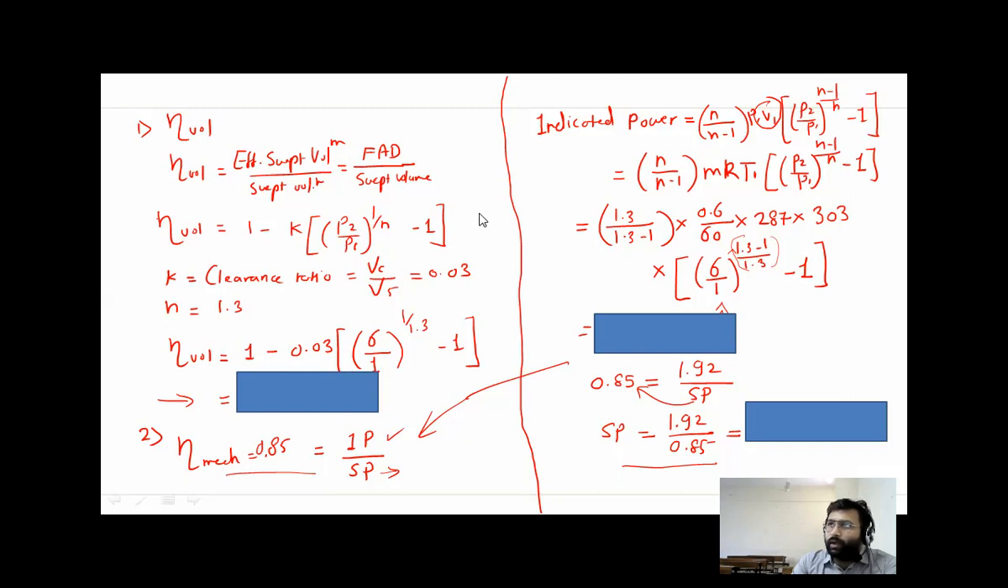The second formula, the derivation for the volumetric efficiency, we took in the last lecture. Here it is 1 minus K, where K is the clearance ratio, into P2 by P1 raised to 1 by N, minus 1. Clearance ratio VC by VS is given, that is 0.03. N is given, P2 is 6 bar, P1 is 1 bar. Easily you can calculate the volumetric efficiency.